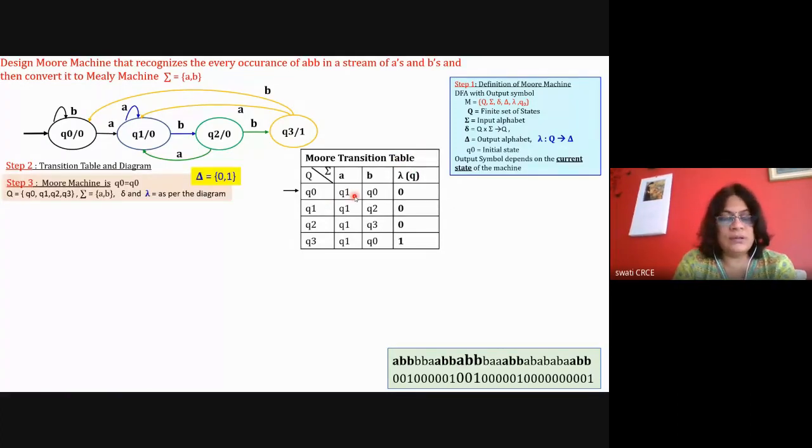Now write down the final answer, that the Moore machine is Q equal to Q0, Q1, Q2, Q3, sigma, initial state is Q0, and delta is 0, comma 1. So your sigma was A, comma B, but your delta is 0, comma 1. See the difference here. The input set of symbols is in the form of A's and B's, output is in the form of zeros and ones. So delta is 0, comma 1. So these are the output symbols for the string. And then this is over. Now we have to convert it to Mealy machine.